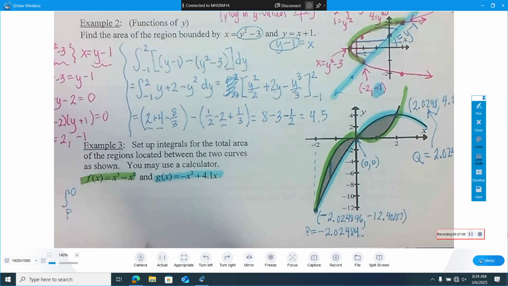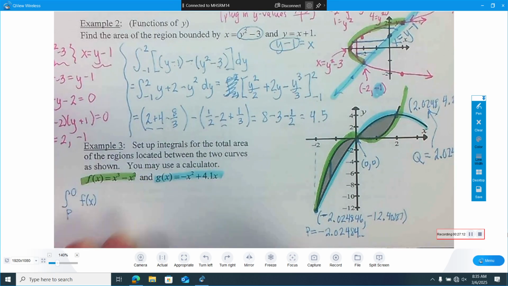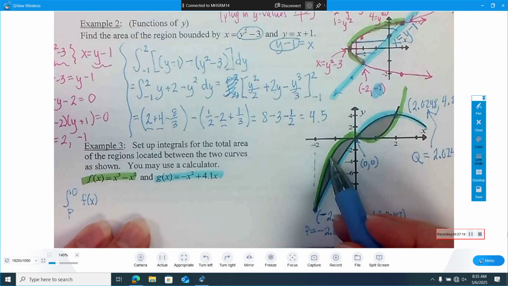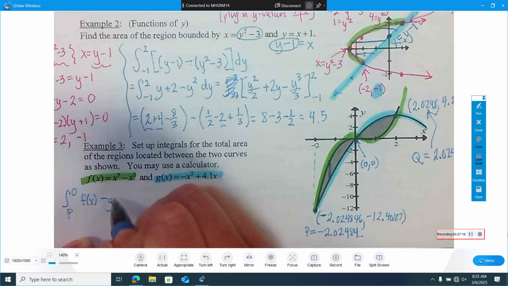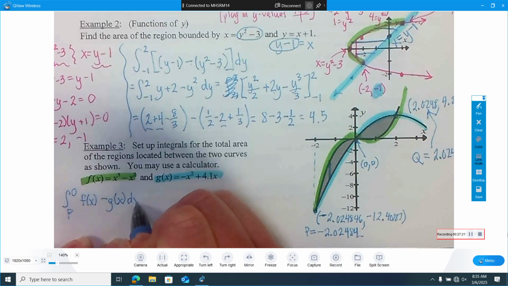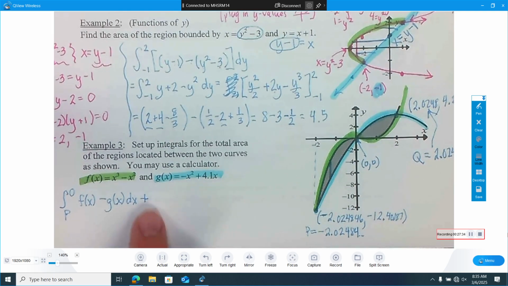And I'm going to do the green curve, which I'm just going to call f of x. Green curve, top curve, minus the bottom curve, the blue curve. So I'm going to subtract g of x, dx. This is exactly how I'd write it on the AP test. I'm going to make it as simple as possible, no mistakes. I don't have to use the whole minus x squared plus 4.1x. You can, but use parentheses, otherwise they're going to get marked off, okay?